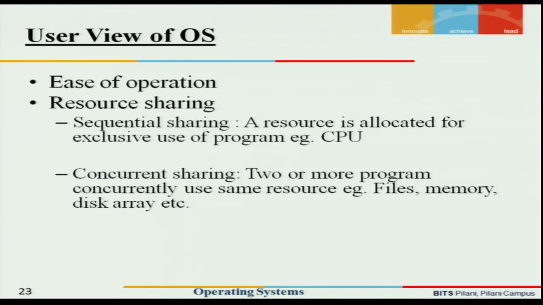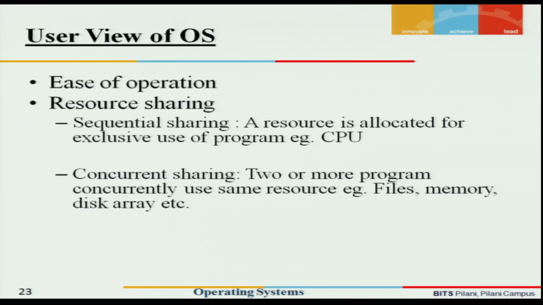So at any given point of time, an instruction from one program would execute on that CPU. Once the instruction from a given program completes, then an instruction from another program can be executed by the CPU. So the CPU is shared across various programs sequentially, one after the other. So this is a case of sequential sharing, but there can be several such examples.